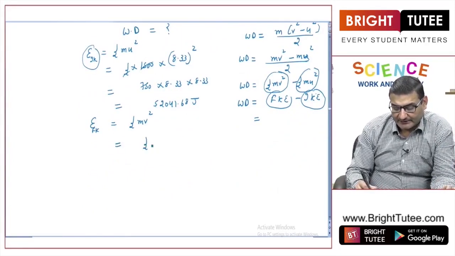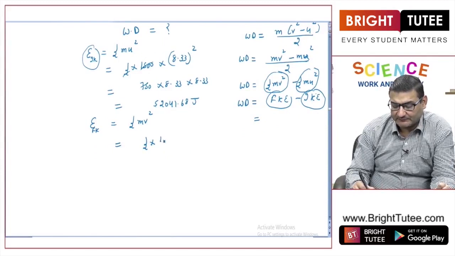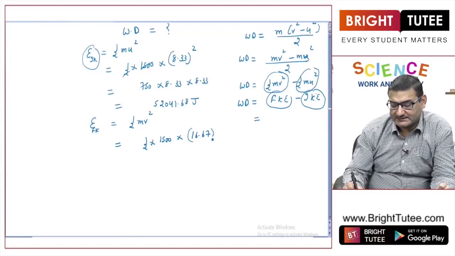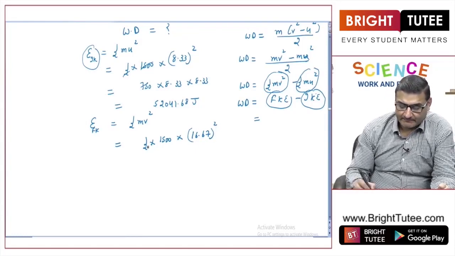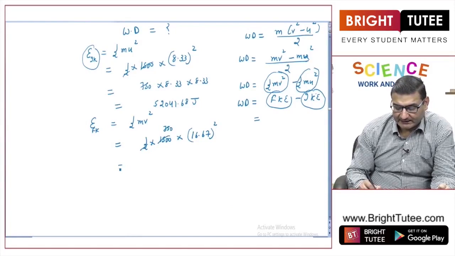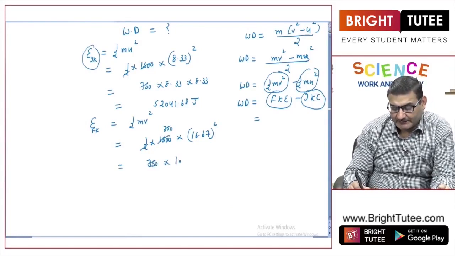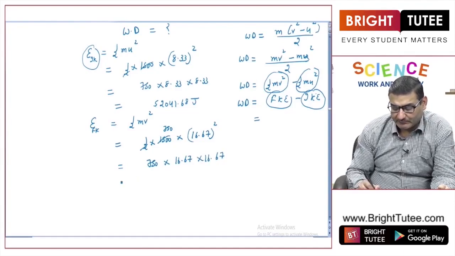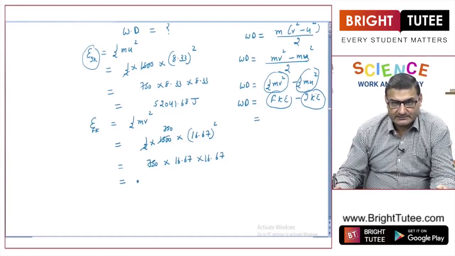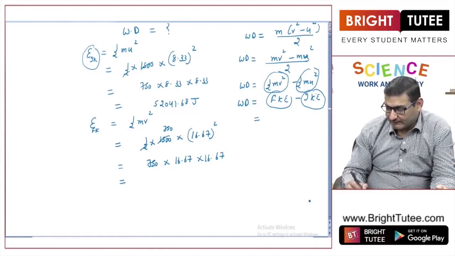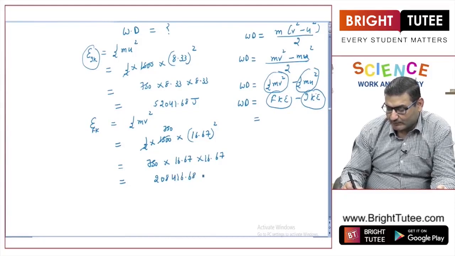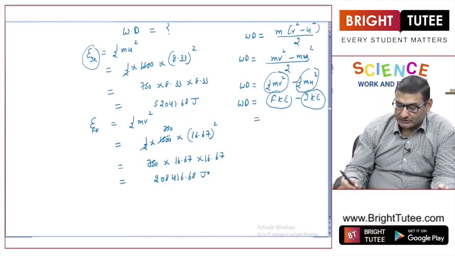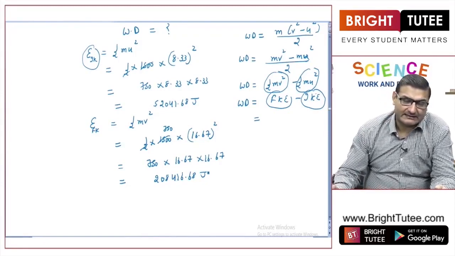Again, half into m was the same as that of 1500 kilograms, multiplied by v, which was 16.67 whole square. Again, cutting it off, I will get the value to be 750 multiplied by the square of 16.67, that is 16.67 into 16.67. The calculation is a bit bigger one, but you need to calculate, and once you calculate it, you will get 208416.68 joules.